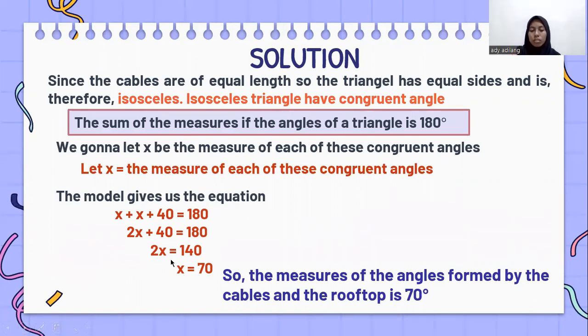So 2x divided by 2 is equal to x, and 140 divided by 2 is equal to 70. So the measure of the angles formed by the cables and the rooftop is 70 degrees.